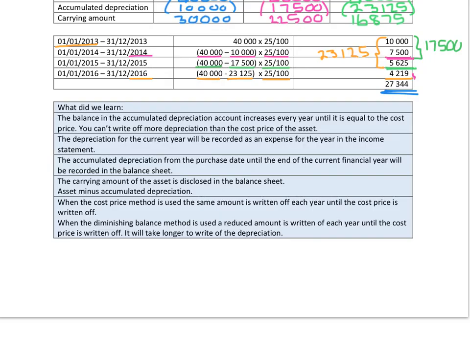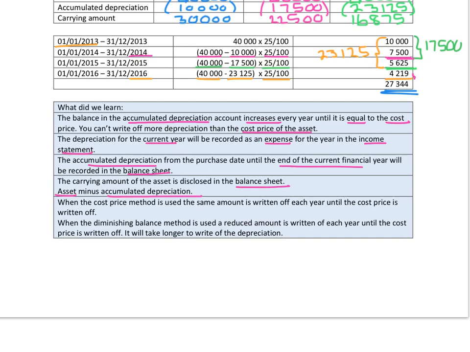What did we learn? The balance in the accumulated depreciation account increases every year with the amount of depreciation that's written off for the current year, until this accumulated depreciation is equal to the cost price. After we reach the cost price, we can't write off any more depreciation, so you can only write off the cost price of the asset. The depreciation for the current year will be recorded as an expense in the income statement. The accumulated depreciation from the purchase date until the end of the current financial year will be recorded in the balance sheet. The carrying amount of the asset is disclosed in the balance sheet. That is asset less all the accumulated depreciation written off.